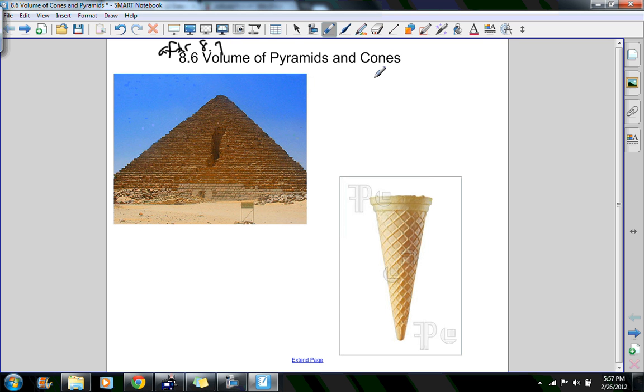Now, surface area is tough. Volume's pretty easy. Today's going to be volume. Tomorrow's going to be surface area.